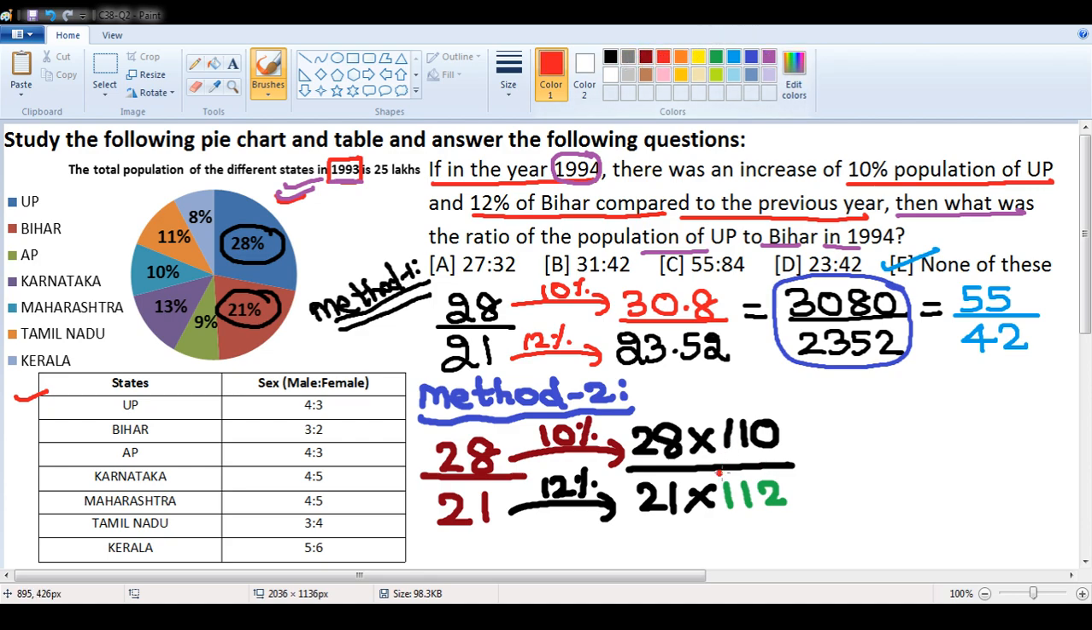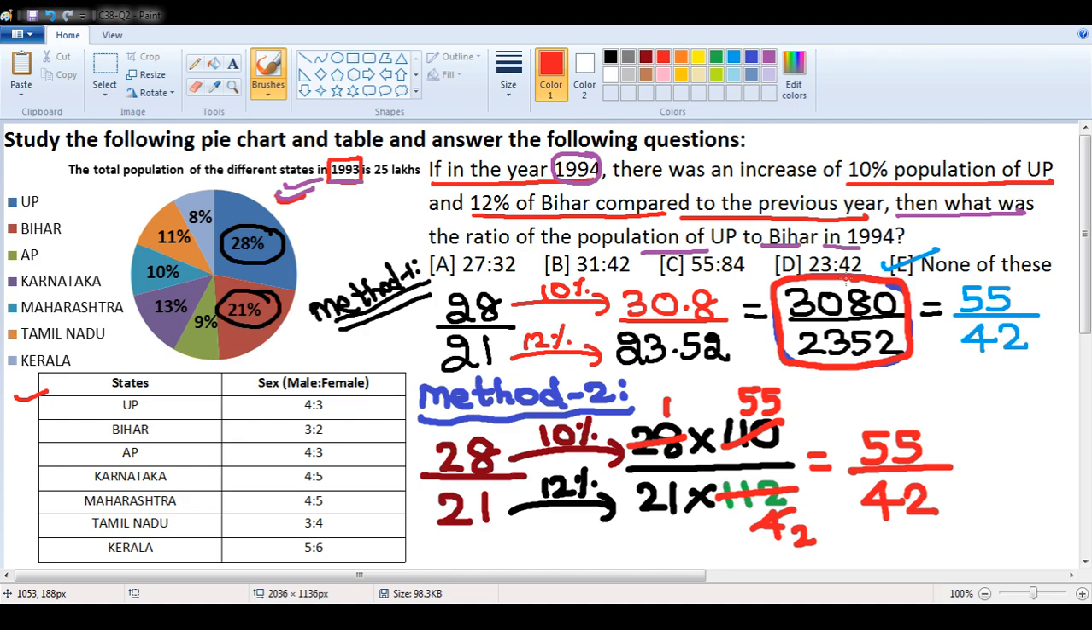Now if I simplify, 28 into 1 is 28. 28 into 4 is 112. Then you further simplify. So this is nothing but 2 into 2 is 4, 2 into 55 is 110. So you will get the answer directly as 55 by 42, which you also get in method 1 with a slightly bigger number.